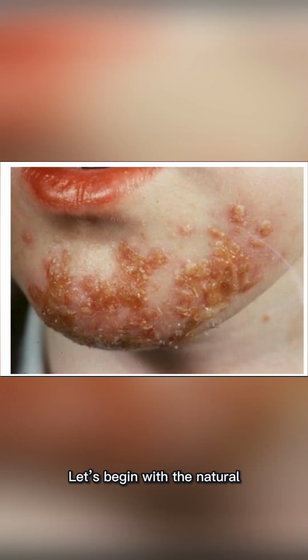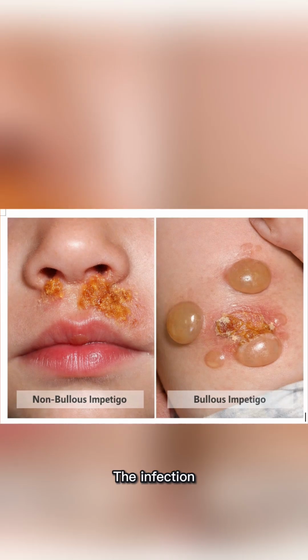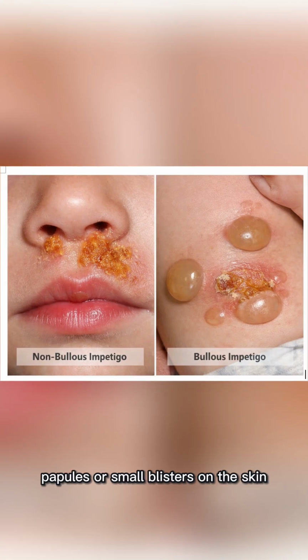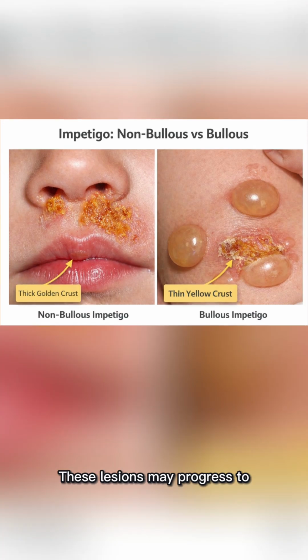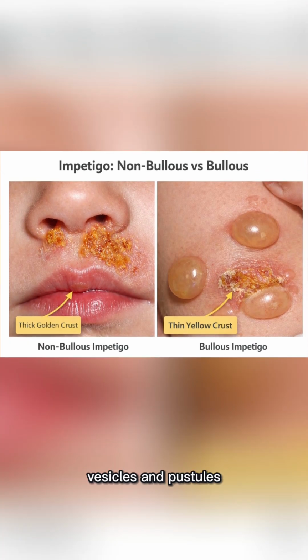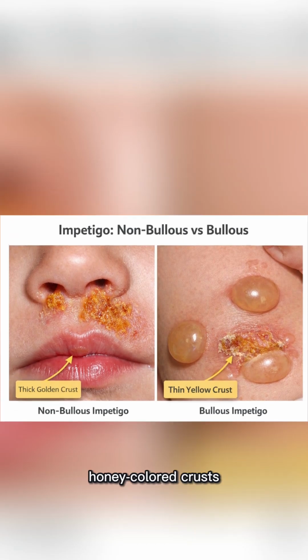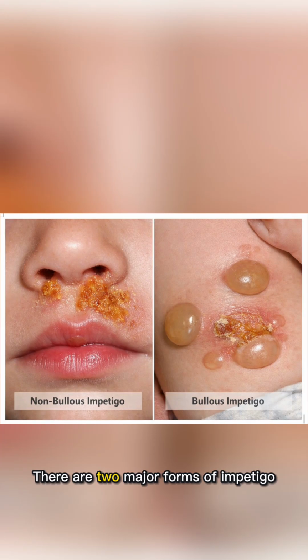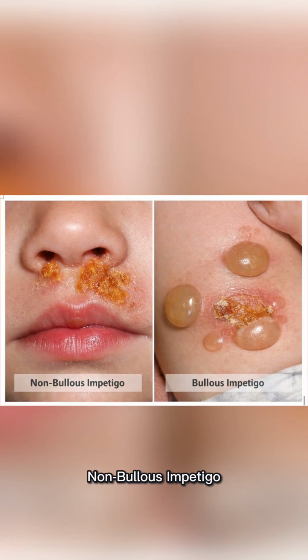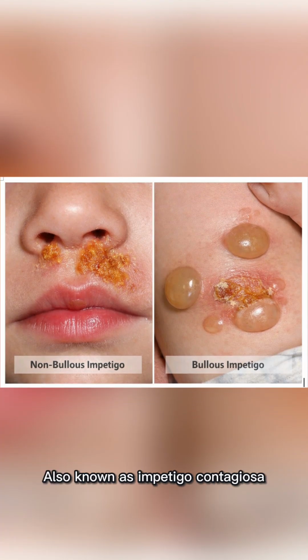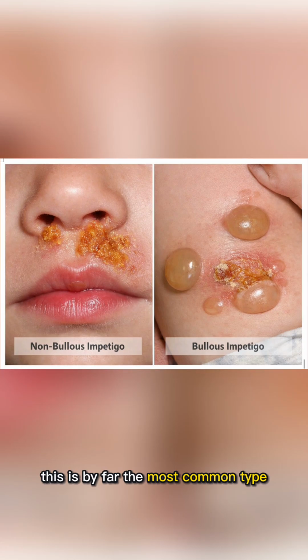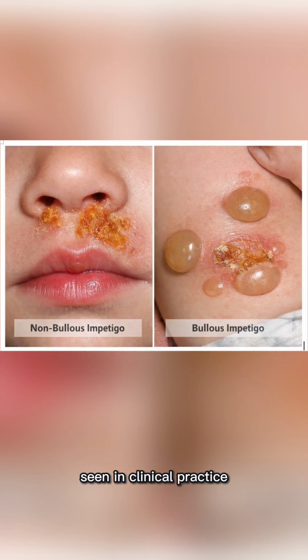Let's begin with the natural history of impetigo. The infection typically starts as tiny papules or small blisters on the skin. These lesions may progress to vesicles and pustules, which eventually break down to form the characteristic golden or honey-colored crusts. There are two major forms of impetigo: non-bullous impetigo, also known as impetigo contagiosa. This is by far the most common type seen in clinical practice.